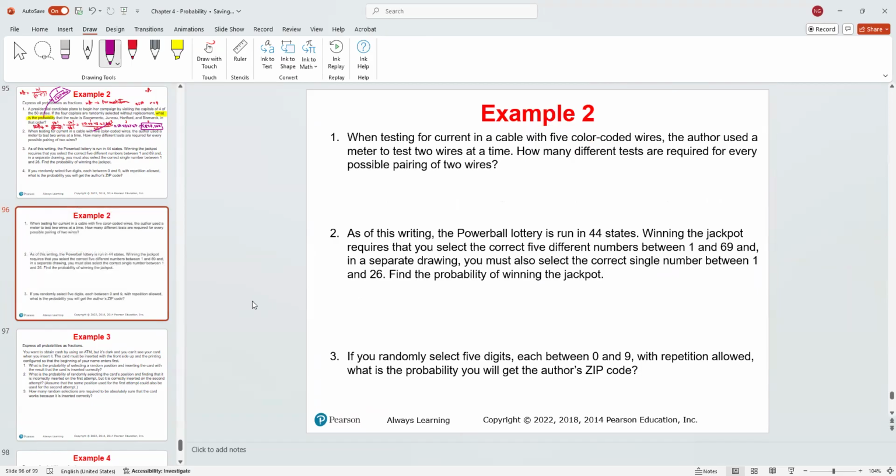Now, when testing for current in a cable with 5 color code wires, the author uses a meter to test 2 wires at a time. You see that? To test two at a time. How many different tests are required for every possible pair of 2 wires? Possible pair. How many colors do we have when testing for current in a cable with 5 color code wires?